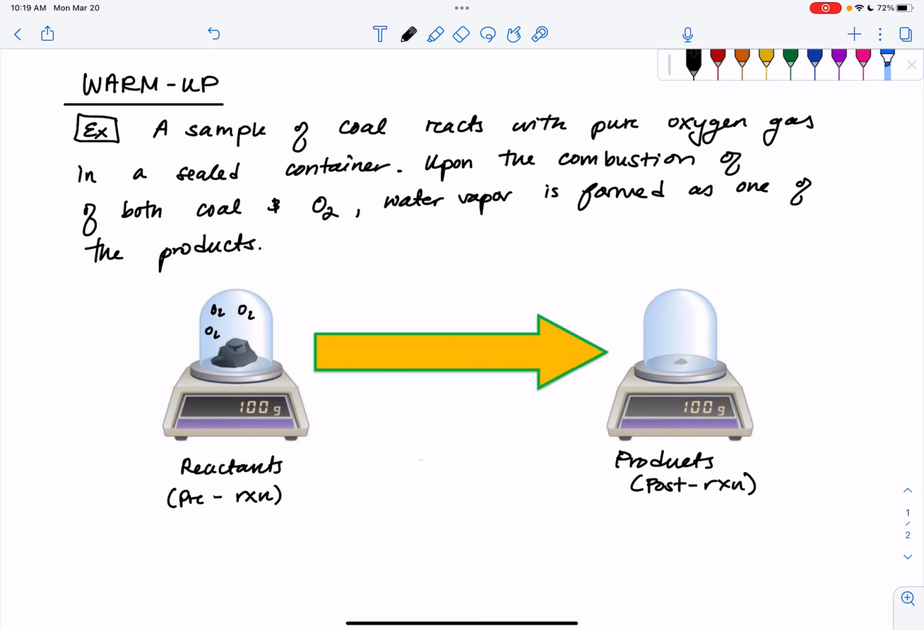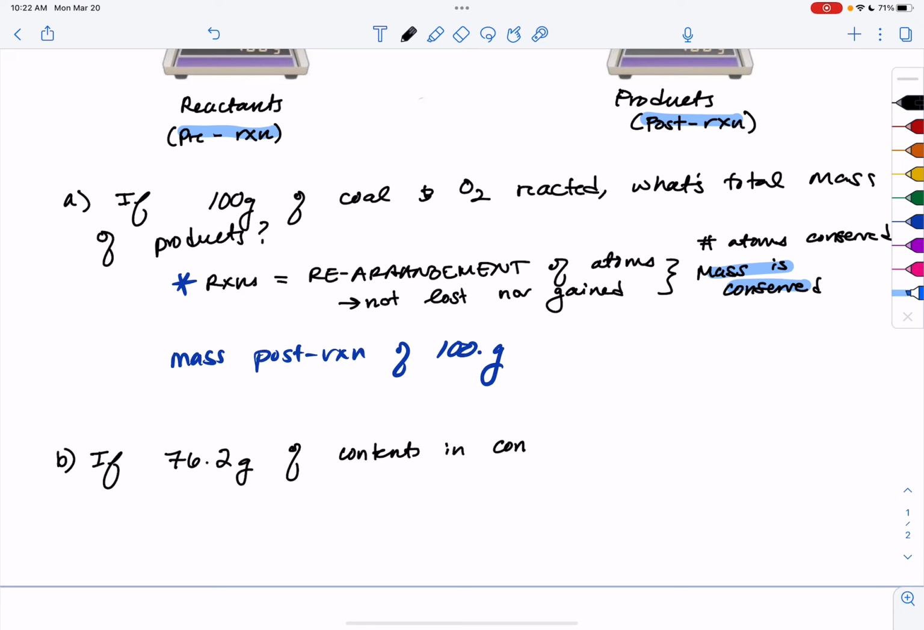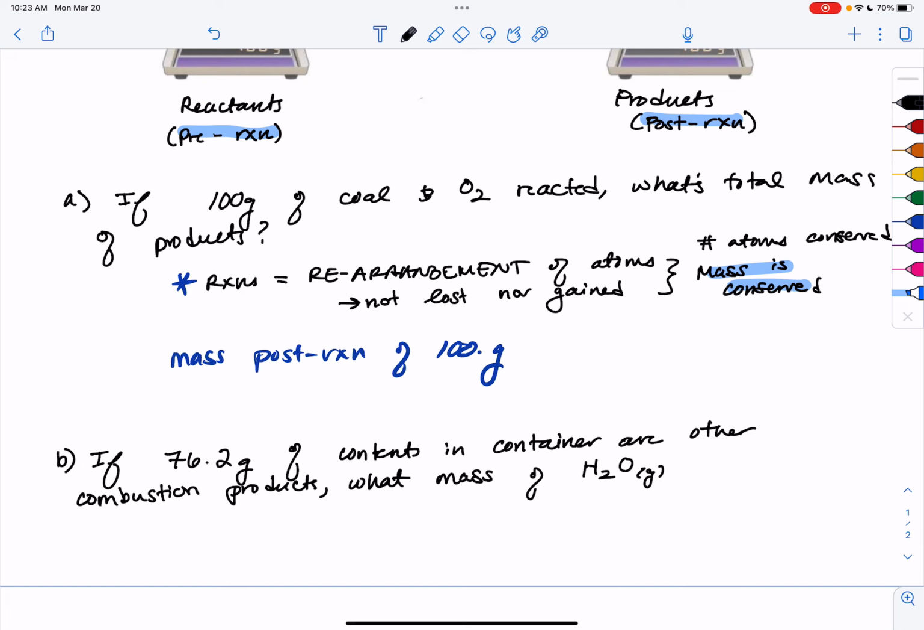Okay, let's look at another question. If 76.2 grams of the contents in the container are our other combustion products, and any leftover reactant, but we'll get to that idea much later. What mass of water vapor was formed?